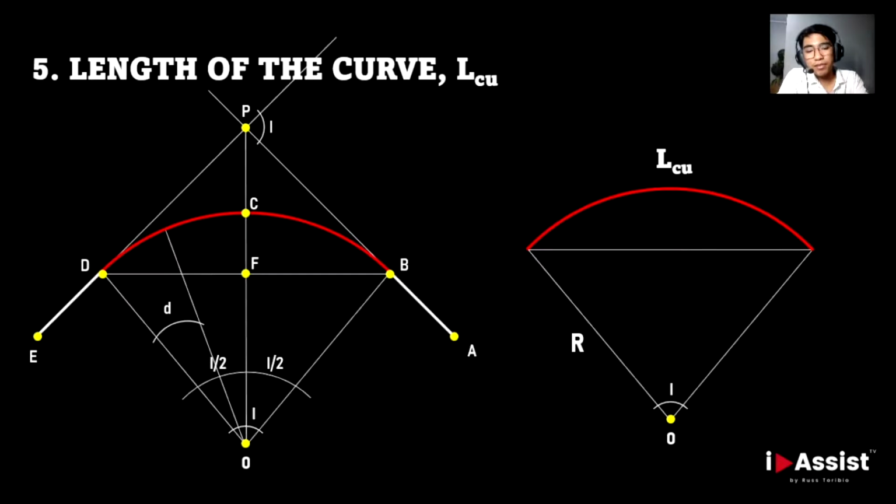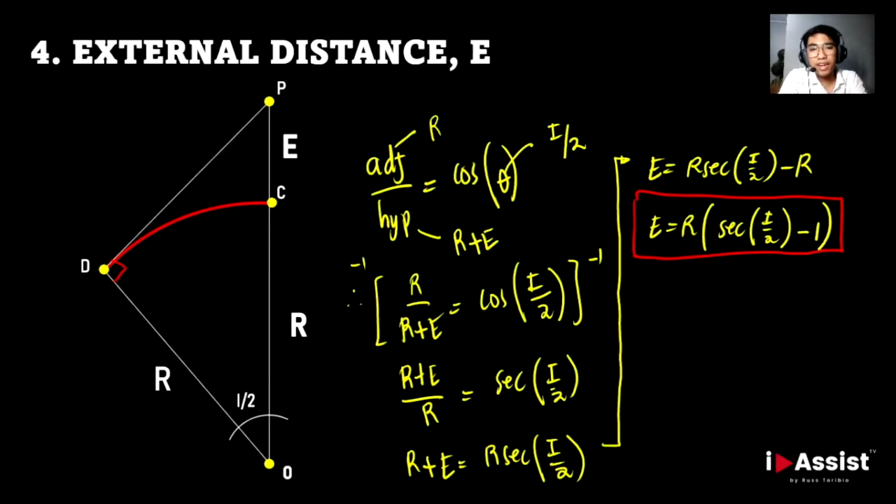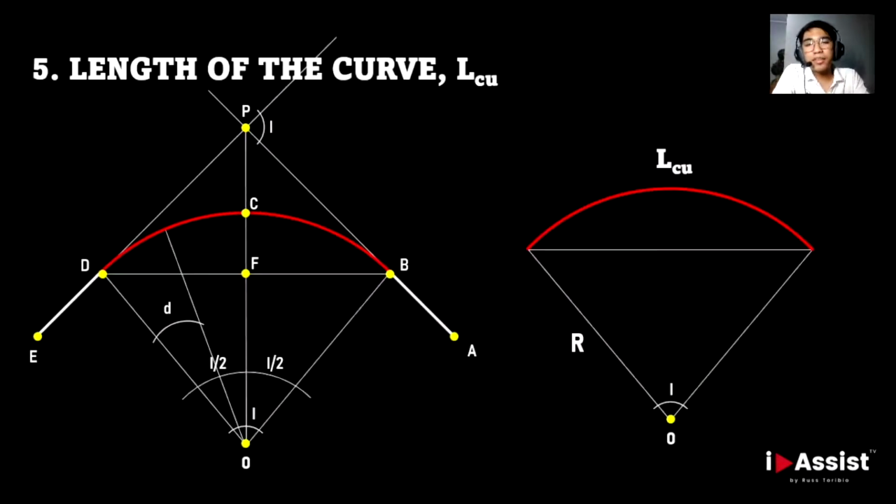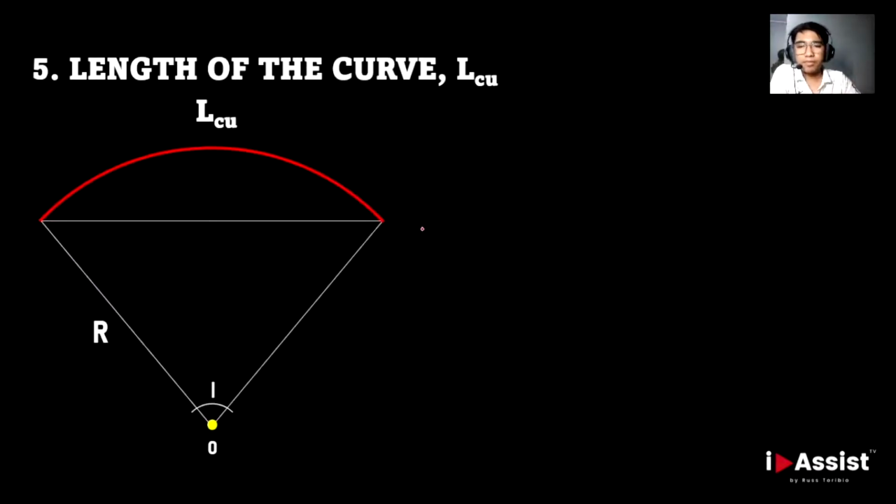Dito naman sa length of the curve, in the previous, ang ginagamit natin puro trigonometry. Dito gagamit tayo ng geometry of circles. Okay? Ratio and proportion in order to solve for our LCU. Sa LCU, ang kailangan lang natin is this. The angle I, the central angle I, and the radius R. Okay? Paano natin i-compute yun? Tingnan natin.